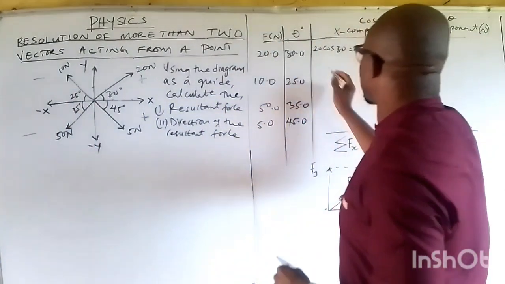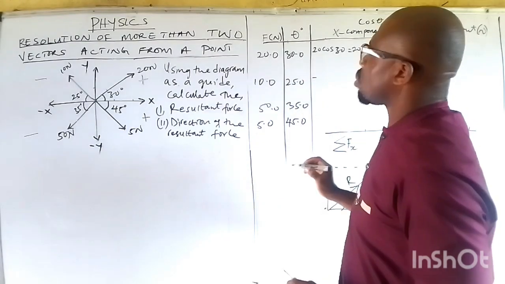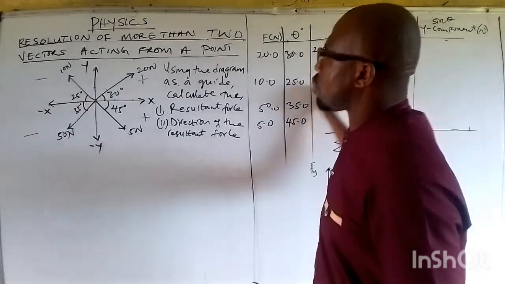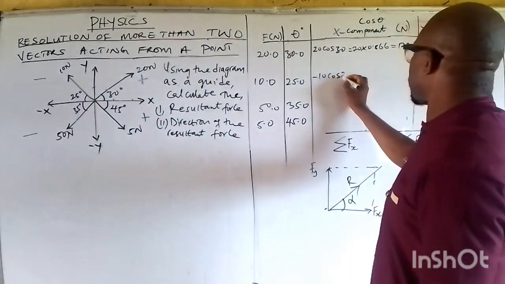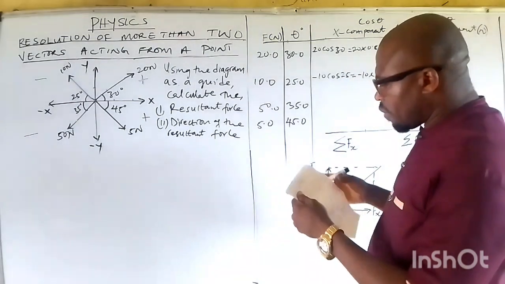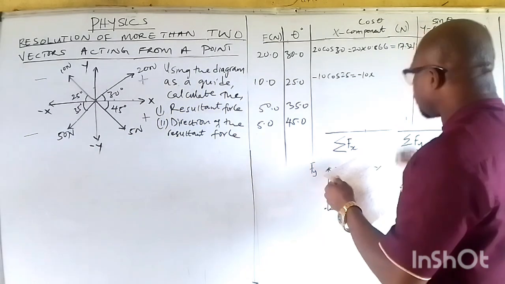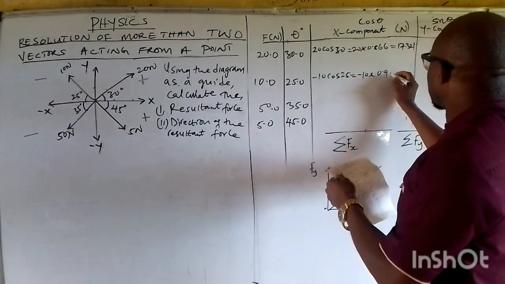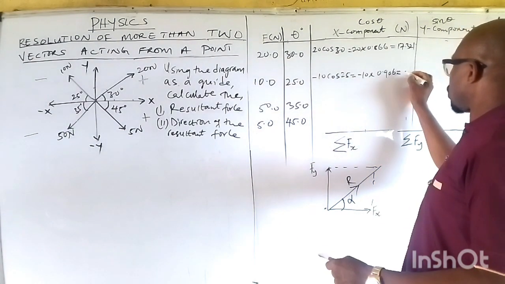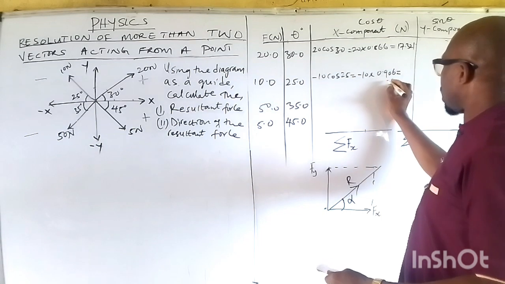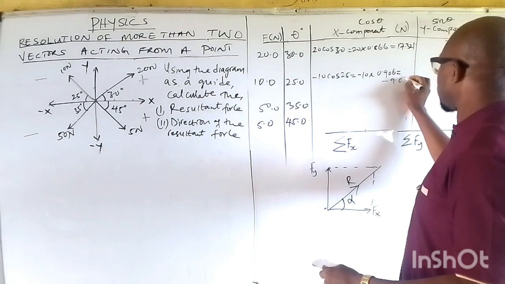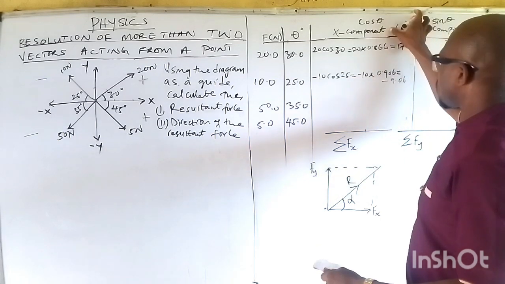Now, the second one, of course, is negative. So, minus 10 cos 25, which gives minus 10 times cos 25. From the four-figure table, cos 25 is 0.906. So if we multiply by minus, it will give us minus 9.06. Remember, put your unit in here.